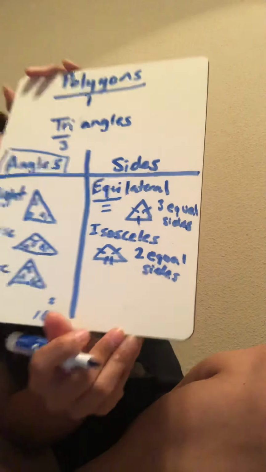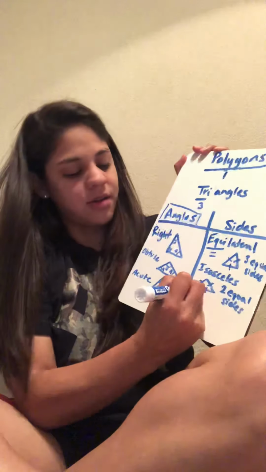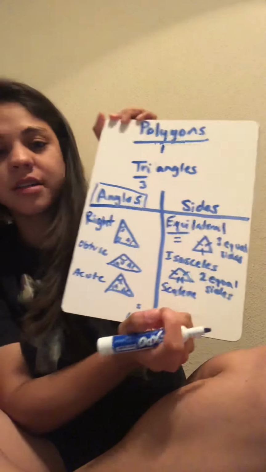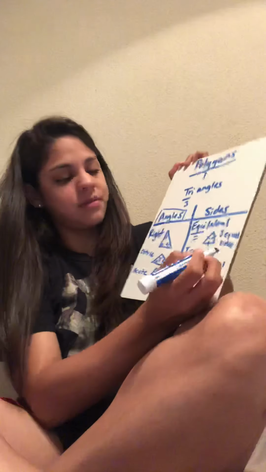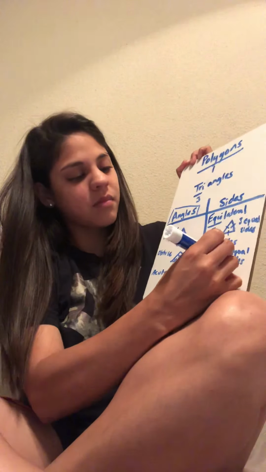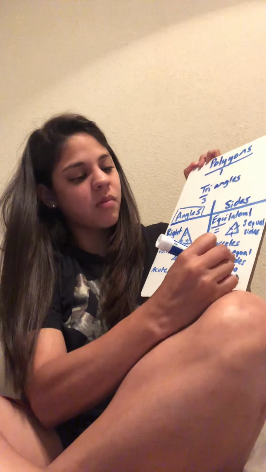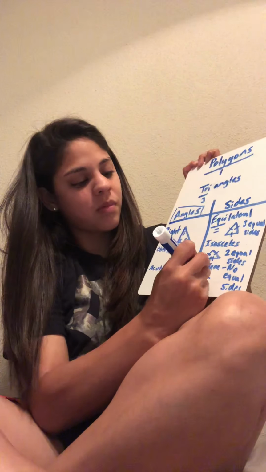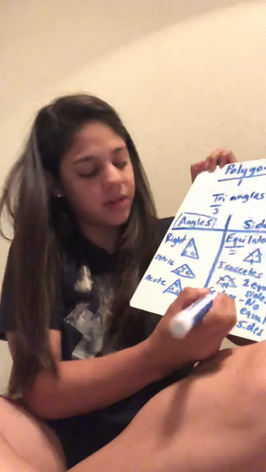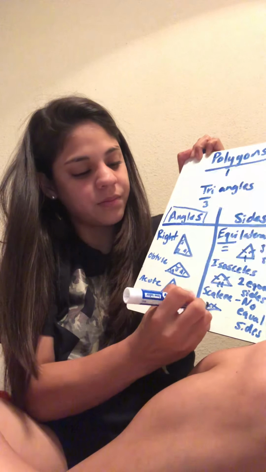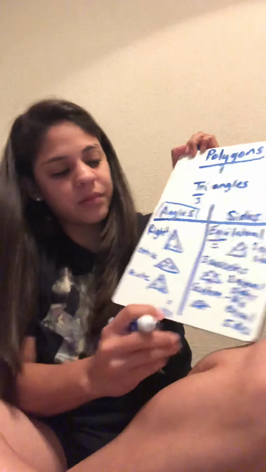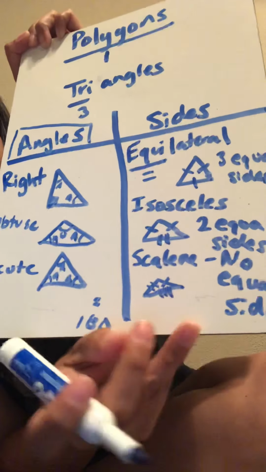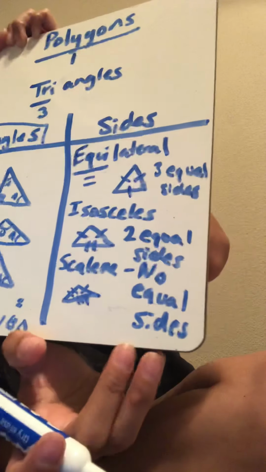Two equal sides. And now, scalene. I always call scalene the weird one, but it's very unique because all its sides are different. So it has no equal sides. Okay, so then it would have different tally marks. If you see one side has 1, the other one has 2, and then this one has 3. So that tells you that it has no equal sides, okay?